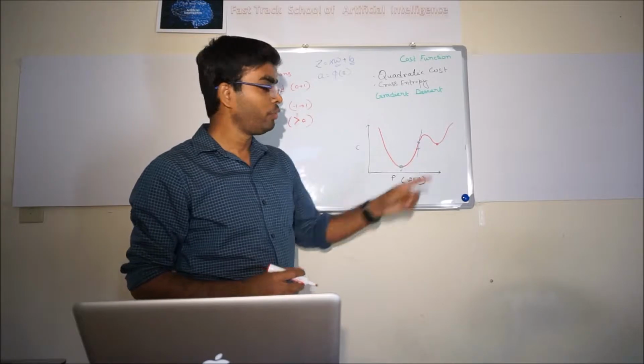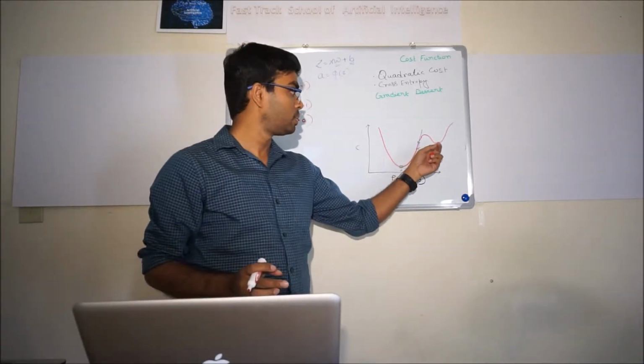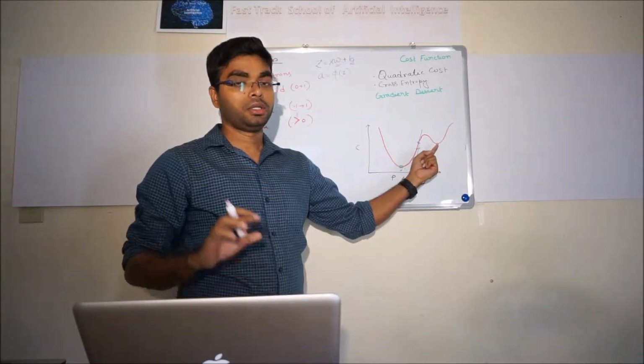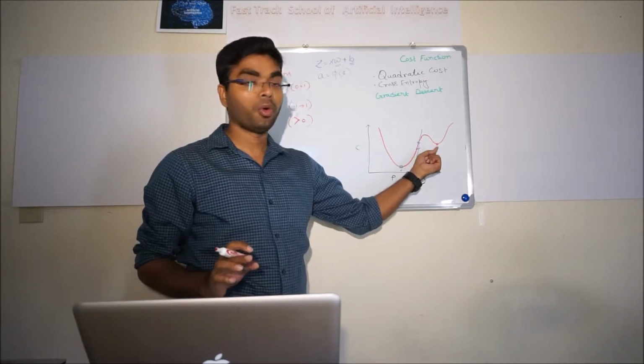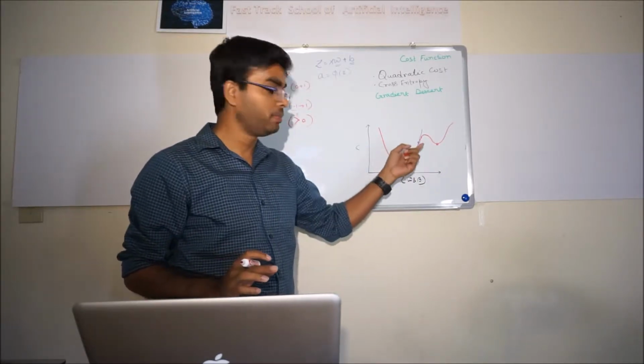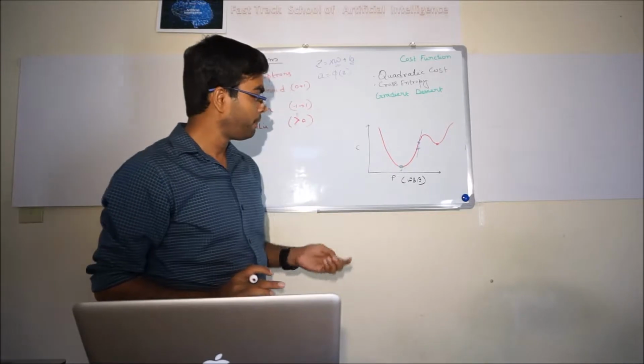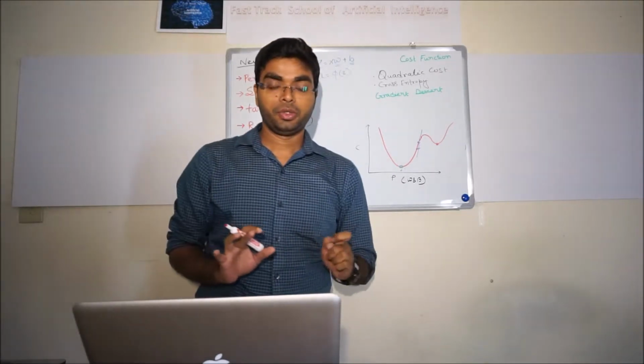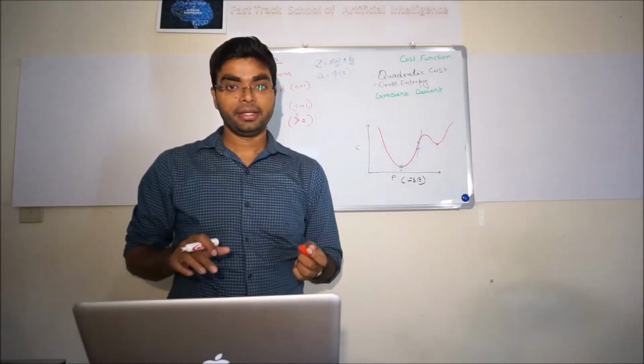We have different mechanisms to prevent our model from ending up in this sort of local minimum. By this time I think you are pretty clear about what gradient descent is.